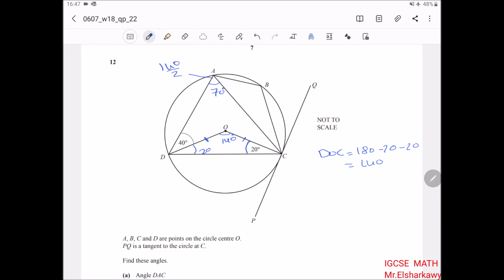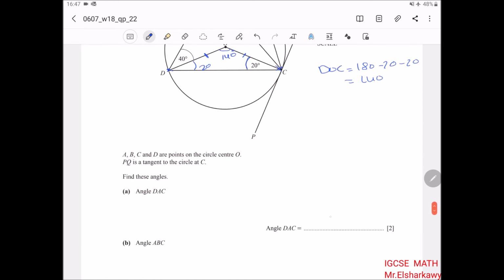As the angle at the circumference is half the angle at the center if both start from the same arc. So they both start from the DC arc. One goes to the center and one goes to the circumference. So the angle at the circumference would be half the angle at the center. So this is our answer, 70 degrees.